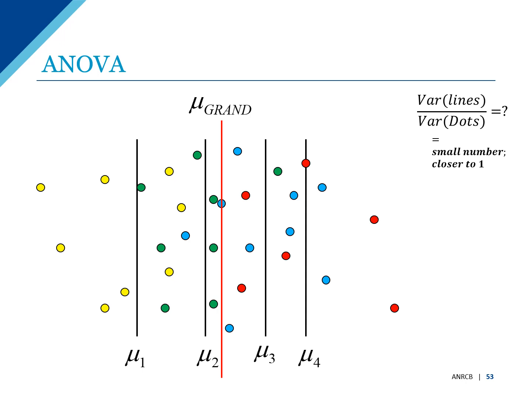On this slide, the variance among the lines is about the same as the variance among the dots within each group. Hence, the dots with different colors are mingled together on the slide. In this situation, the ratio between the variance of lines and the variance among the dots within each group would be a relatively small number, quite close to 1.